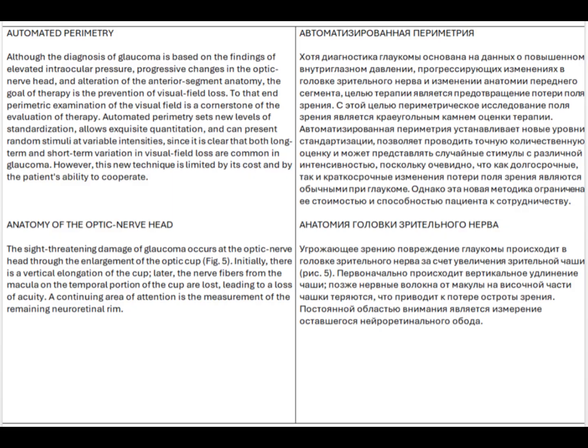Automated perimetry. Although the diagnosis of glaucoma is based on the findings of elevated intraocular pressure, progressive changes in the optic nerve head, and alteration of the anterior segment anatomy, the goal of therapy is the prevention of visual field loss. To that end, perimetric examination of the visual field is a cornerstone of the evaluation of therapy.